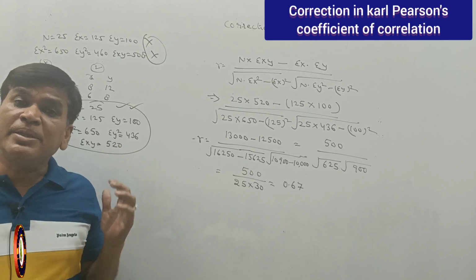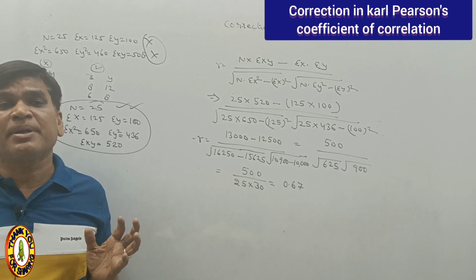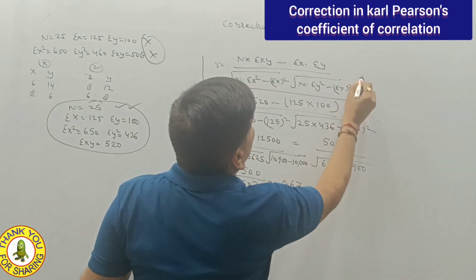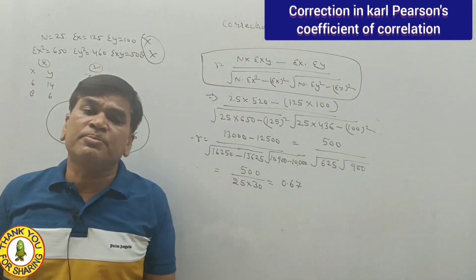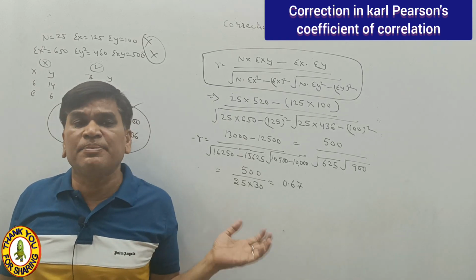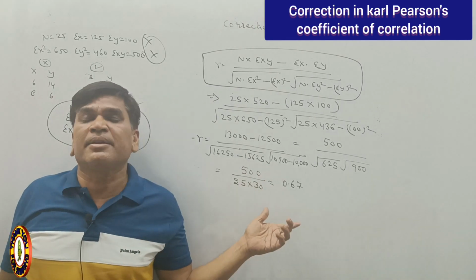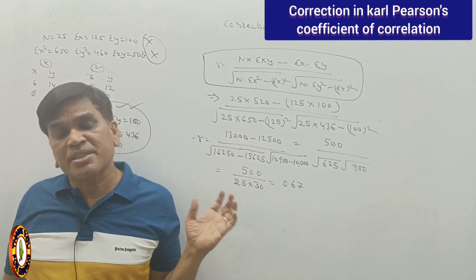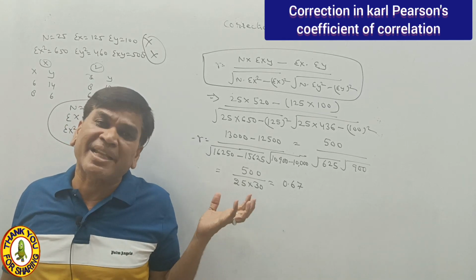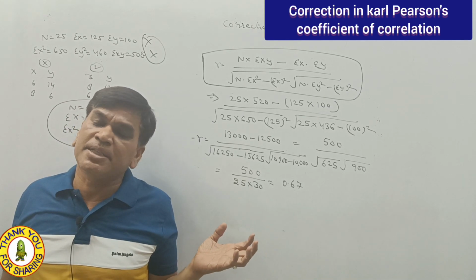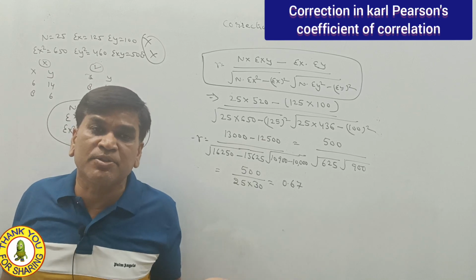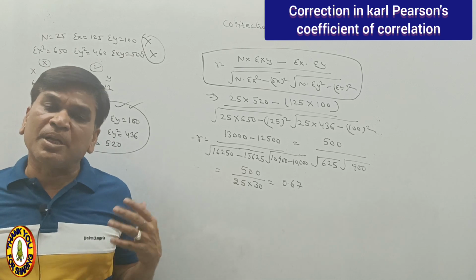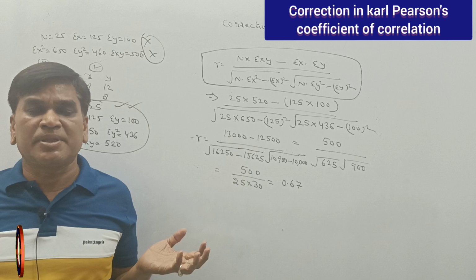Firstly we will get all the correct items: sigma x, sigma y, sigma x square, sigma y square and sigma xy. Then we will use this formula to get the value of the correlation coefficient by the Karl Pearson method. Easily we will get the correct value of the Karl Pearson coefficient of correlation. So I think this video is sufficient to learn how to correct the Karl Pearson coefficient of correlation if any misread or mistake is there. I think this video will be helpful for you. Thank you once again.